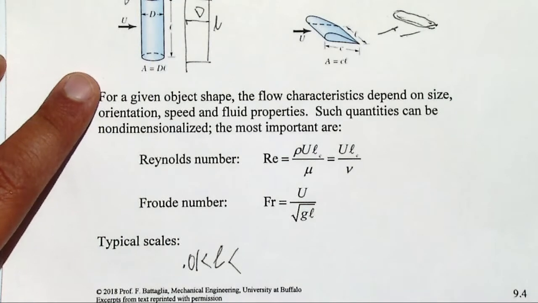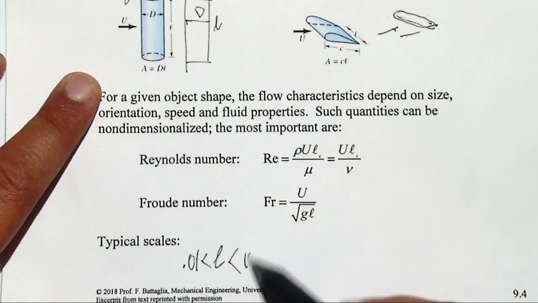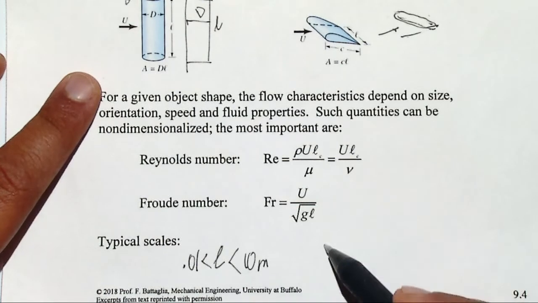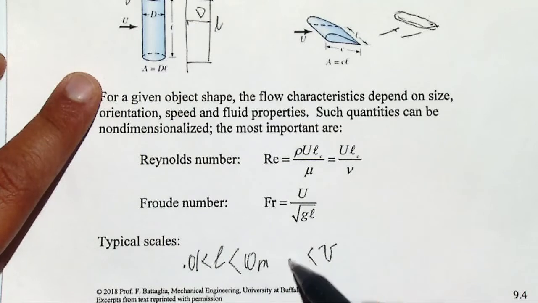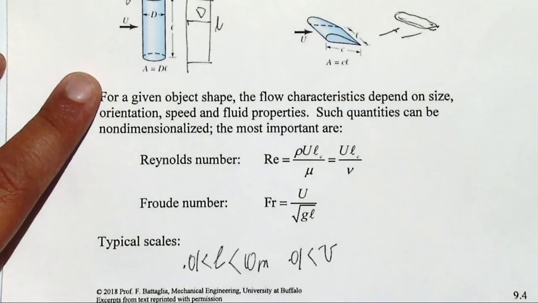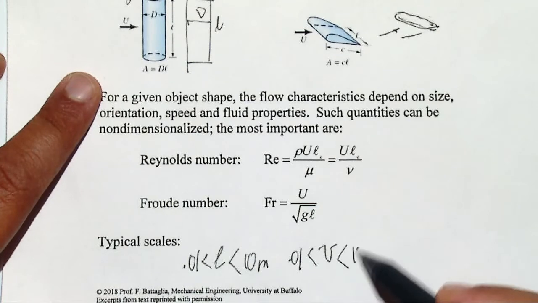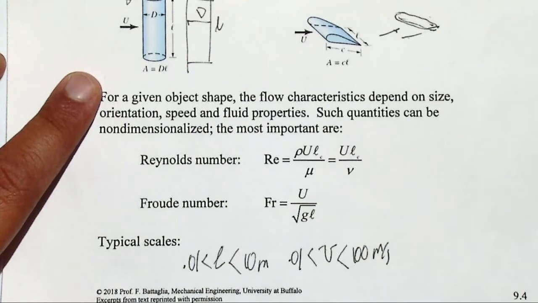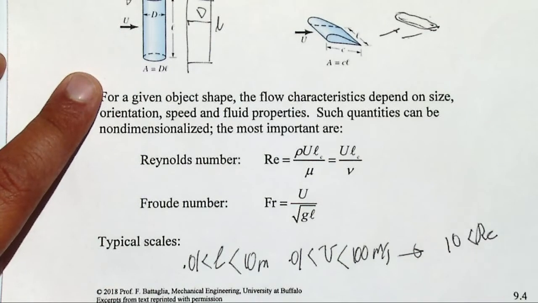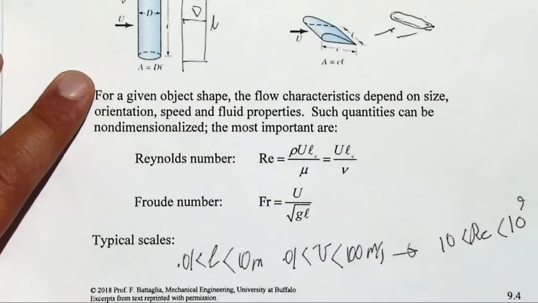Like it could be smaller as a fin, medium size like the turbines, and also long size like the airplane wings. So it's going to be from 0.01 meter to 10 meters in size. Then the velocity is very small, 0.01 to around 100 meters per second. That's the range for these two. Then the Reynolds number is in the range of 10 to 10 to the power of 9. That's the range for these numbers.